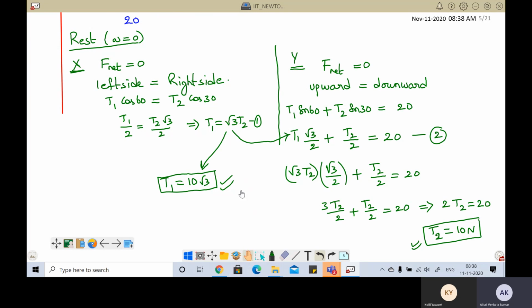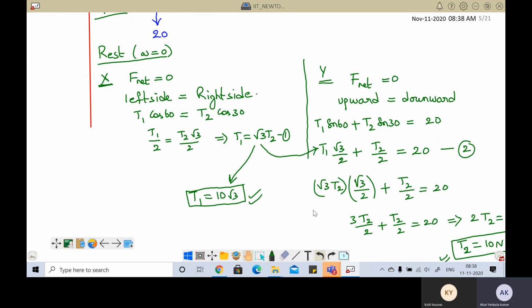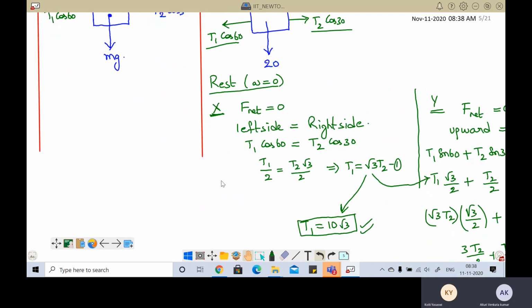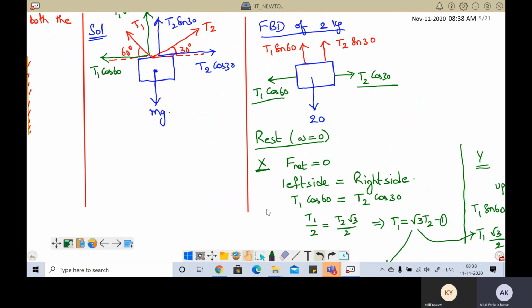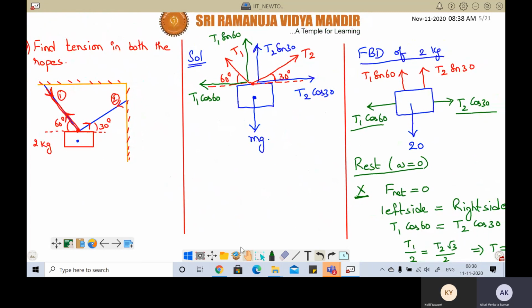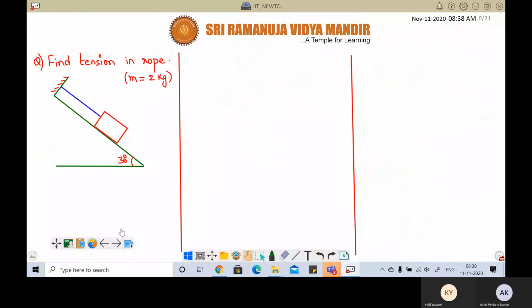Okay, is it clear? Yes, sir. Okay. Next one. Find the tension in the rope. Will you do it as homework? Because after that I'll start the next topic. Take down this problem. Find the tension in the rope.